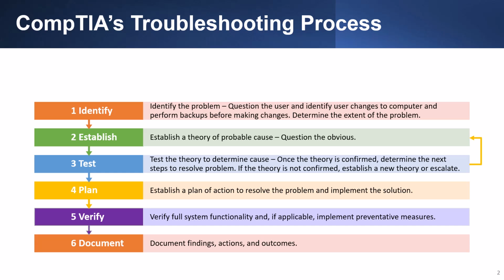CompTIA's troubleshooting methodology includes a 6-step process that allows you to frame the problem and guide you to identify and execute a solution. The 6 steps include: identify the problem, establish a theory of probable cause, test the theory to determine cause, plan, which includes establishing a plan of actions to resolve the problem and implement the plan or solution, verify full system functionality, and if applicable, implement preventative measures. And lastly, document findings, actions, and outcomes.